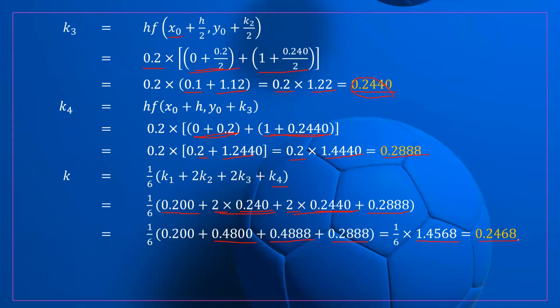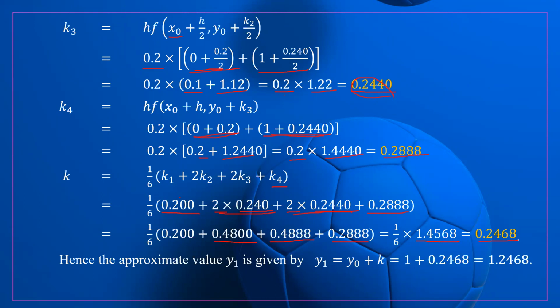So in the Runge method, we obtained 0.2426. Here we are getting 0.2468. So hence the approximate value y1 is given by y1 equal to y0 plus k, which is equal to 1.2468. So the value we obtained here is the most approximate value of the given differential equation up to 4 decimal places. So this is the RK method.